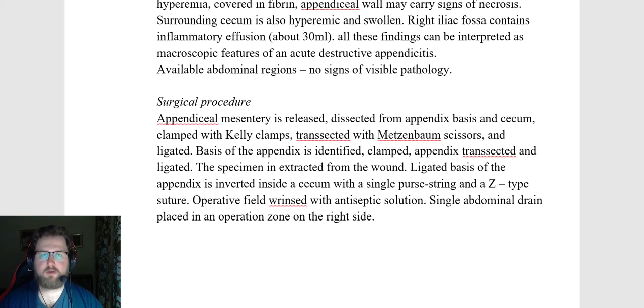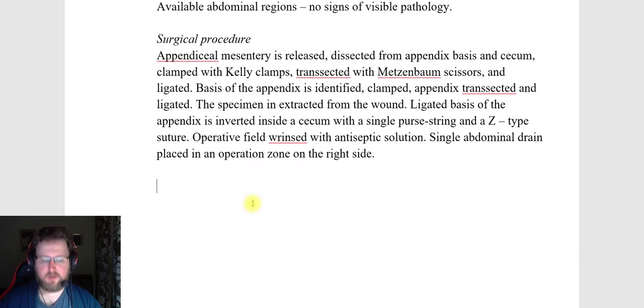One single drain, usually it's enough for appendectomy. Now here is when the operating maneuver, the surgical procedure ends, and after that you proceed to a step of reconstruction.